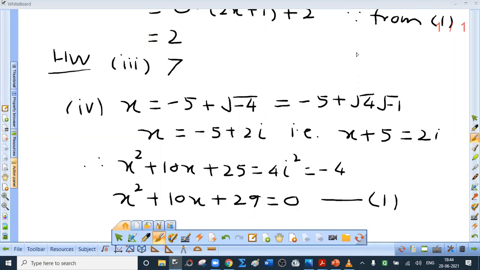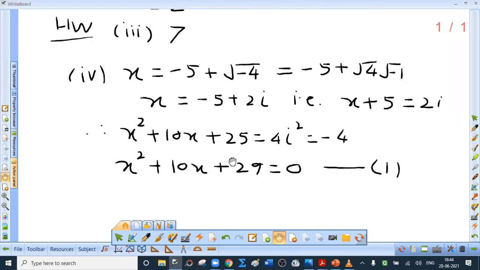Third is for homework. Answer is 7. Fourth one, x is minus 5 plus root minus 4. That is minus 5 plus root 4 into root minus 1, which is i. So x is minus 5 plus 2i. That is x plus 5 equal to 2i. Square, you have to actually write that on squaring. So x square plus 10x plus 25, 4i square, that is minus 4. So x square plus 10x plus 29 equal to 0.